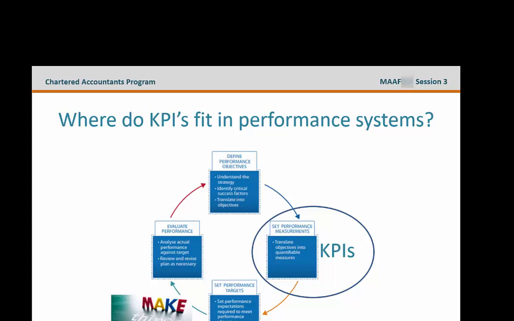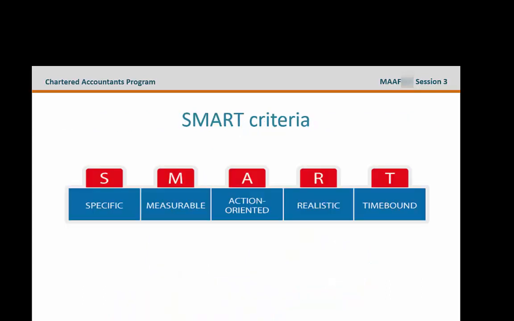And it will then enable me to reevaluate my strategy and performance objectives, perhaps make them more realistic, and then create new performance measures or KPIs and set targets, and so the cycle goes on. So it's a continuous process. Now, when developing performance objectives, performance measures or KPIs and the related targets, the SMART criteria provides useful guidelines. Let's work through what they are.